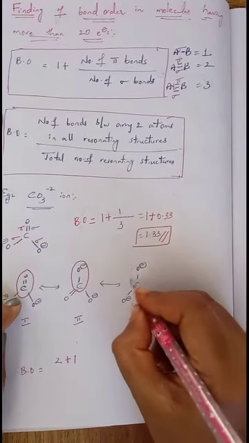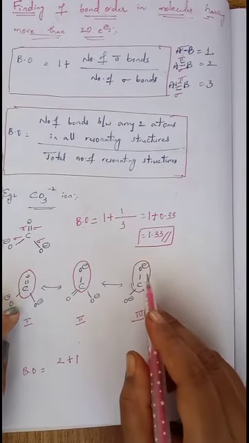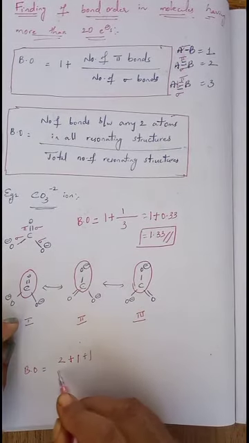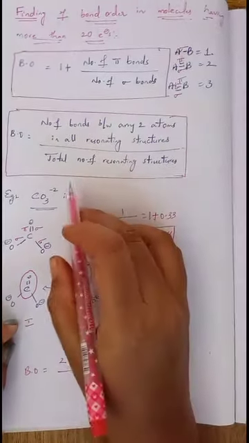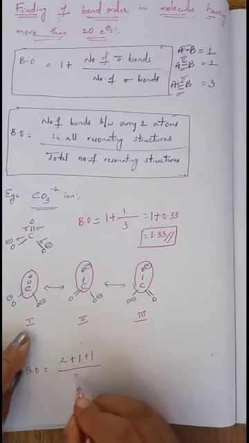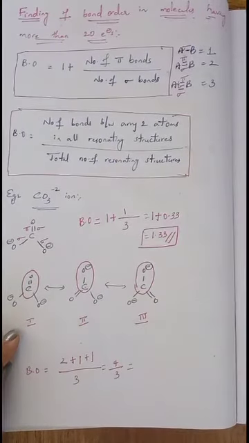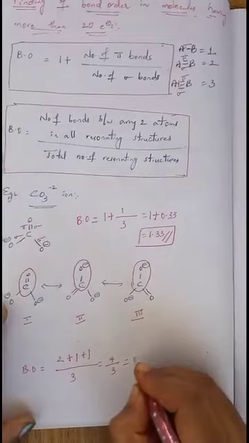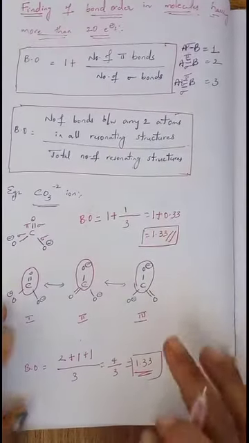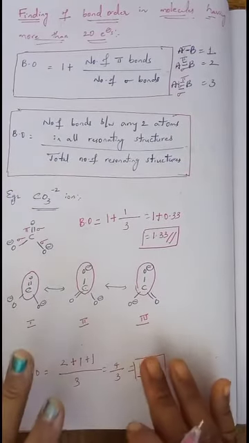Now here in the third one also we have to consider the same two atoms. Here the bond present between these two atoms is also 1. So 2 plus 1 plus 1 divided by total number of resonating structures, 1, 2, 3. Then it is 4 by 3, so the 4 by 3 value is 1.33. You can observe in both the cases the bond order for the CO3 2- ion is obtained in the same manner.